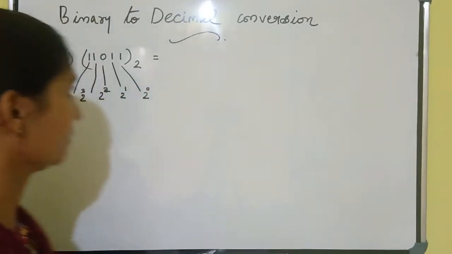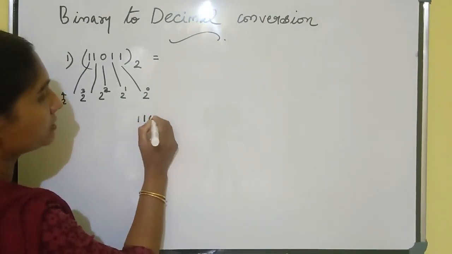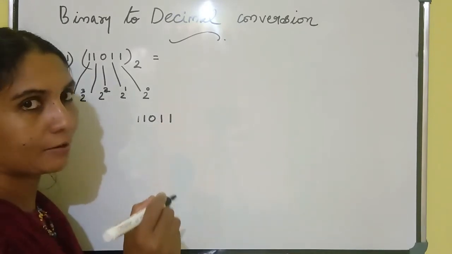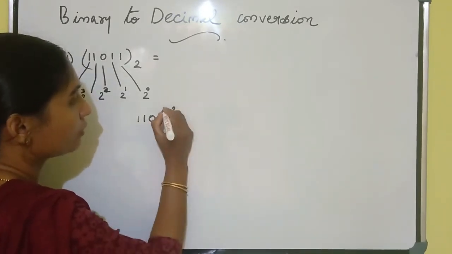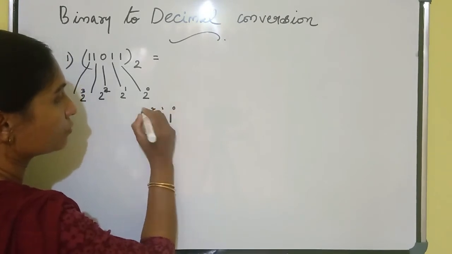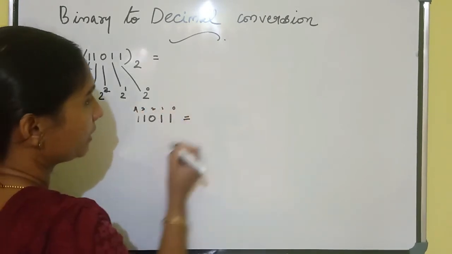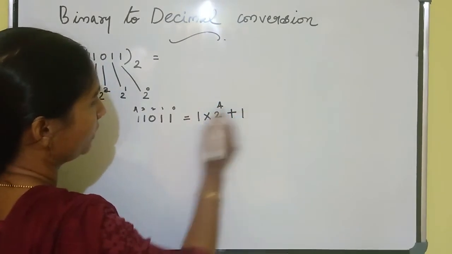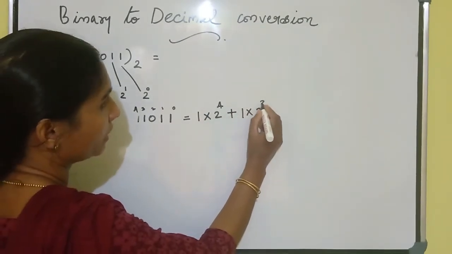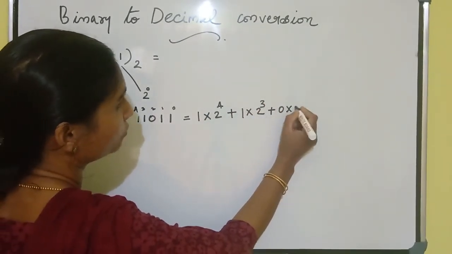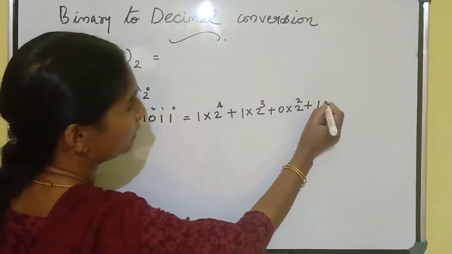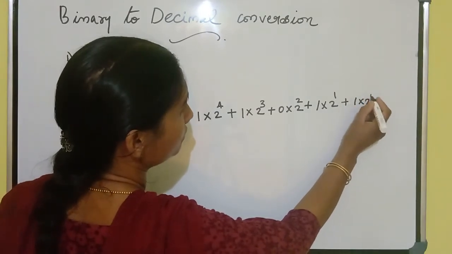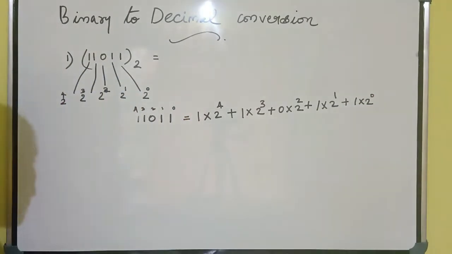I will show how to do this. The number is 11011. To do this calculation in an easy way, first we put the powers of 2 here: 0, 1, 2, 3, 4. After that we take the calculation like this: 1 into 2 raised to 4 plus 1 into 2 raised to 3 plus 0 into 2 raised to 2 plus 1 into 2 raised to 1 plus 1 into 2 raised to 0. If you do it like this, we can easily find the values.